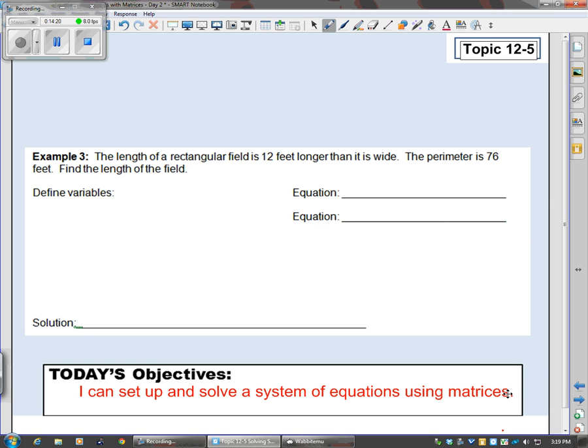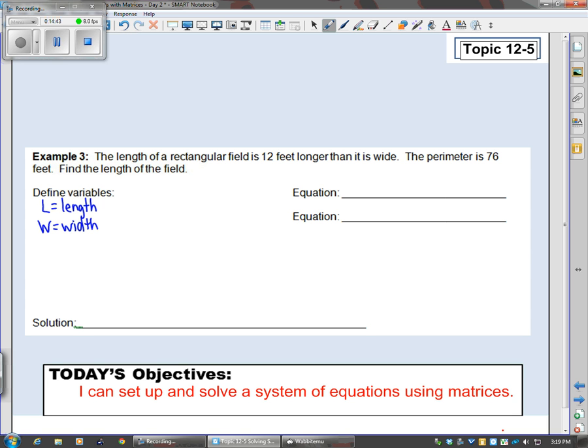So number 3, the length of a rectangular field is 12 feet longer than it is wide. The perimeter is 76 feet. Find the length of the field. So I'm just going to use L's and W's. I'm going to let L be the length, and I'm going to let W be the width.